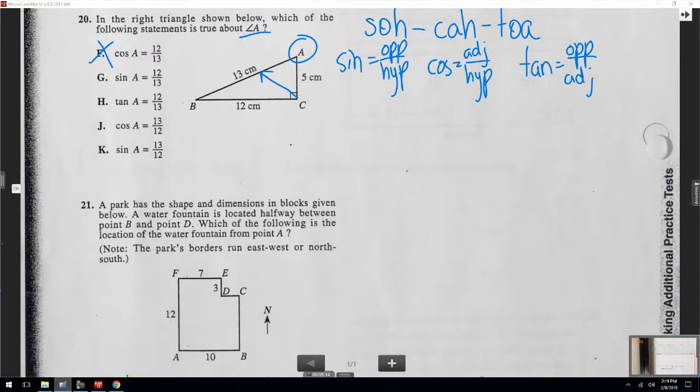All right, G says sine of A. Well, sine, right here, we know sine is opposite over hypotenuse. So from A, the opposite side of the triangle is 12 over hypotenuse, and that is what that one says. If you're still going through geometry, don't worry. By the time you get through geometry in this class, that will be a breeze. Don't worry, okay?